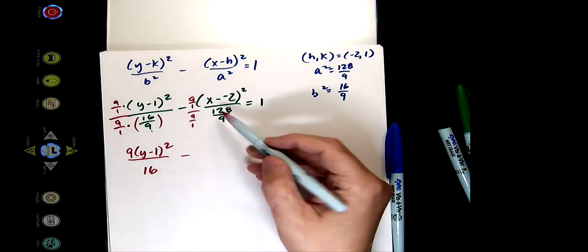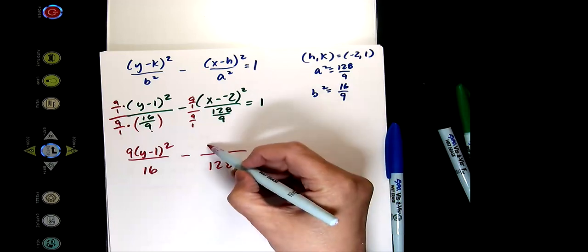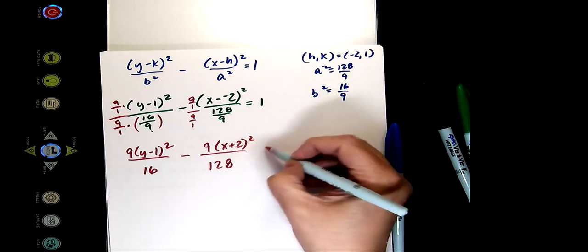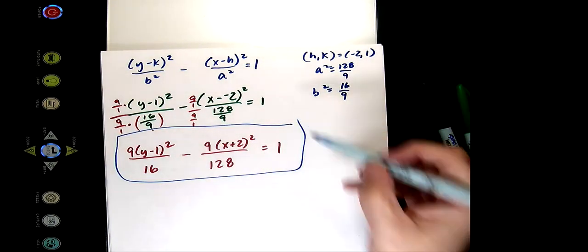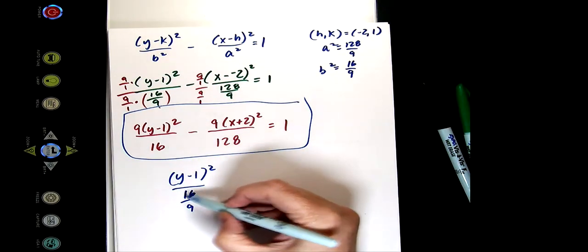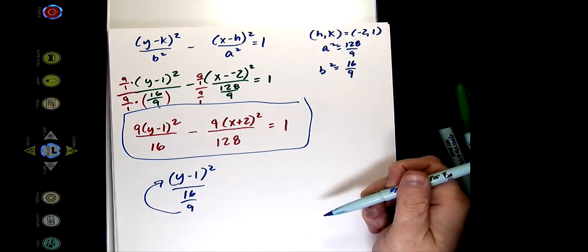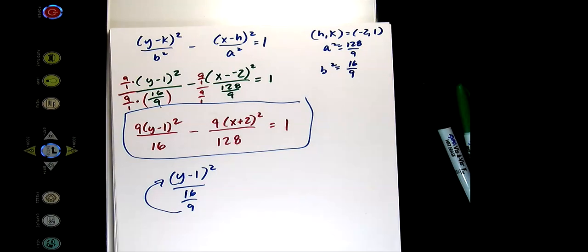Same thing happens here. The 9s cancel on bottom. I'm left with 128 on bottom, and I have a 9 over 1 on top, which is just 9 times (x plus 2) squared equals 1. So that's the answer. The easier way to get there, when you have that, just take this and move it up here. That's really what it is. This is just showing mathematically how you do it without multiplying everything through.